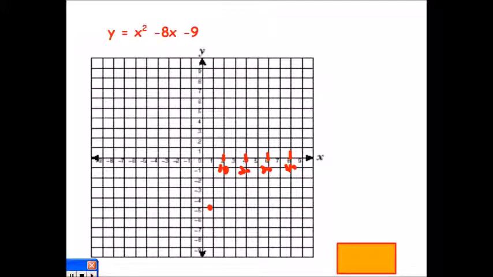Now I'm going to go ahead and look for a couple more points. I'll just stick to the right of that vertex. So let's let x be equal to 10. Well, 10 squared is 100. Minus 8 times 10 is 80, that would be 20. And then 20 minus 9 is equal to 11. So my next point is 10, 11. 10, 5, 10, and then 11. That's my next point.